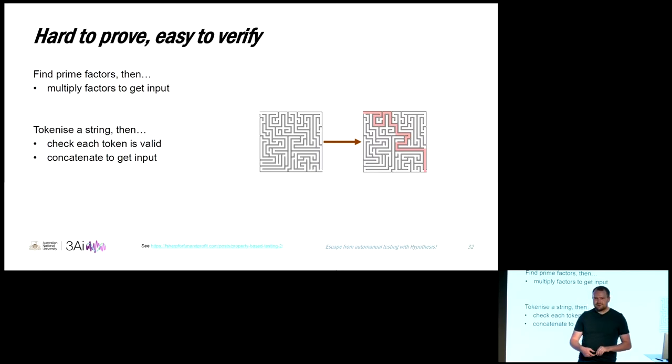There's another class of problems where solving them is hard, but checking a solution is easy. Solving a maze, finding the prime factors of something, tokenizing an input language. It's relatively easy to reverse from your input and check that you got something back, or at least something reasonable.